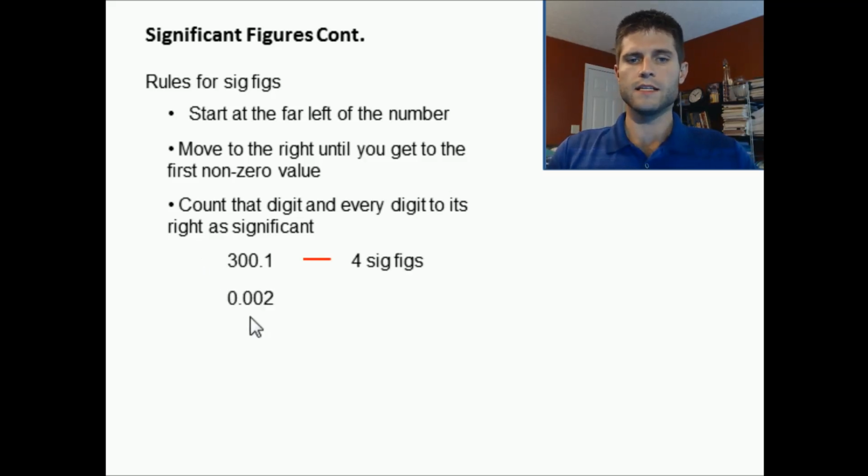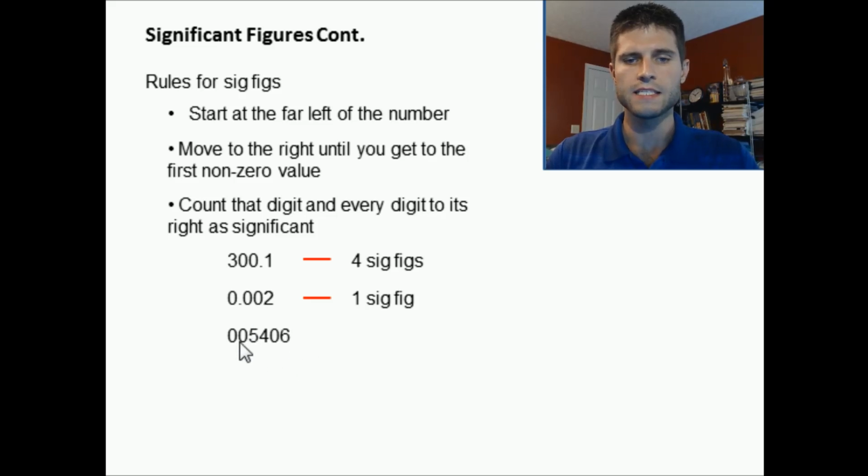Let's look at this 0.002 number. Starting at the very left, moving all the way to the right until we see our first non-zero digit and count that as our first significant digit. So this 0 is not significant, this is not significant, not significant. The 2 is the only significant value that is present in this number. So 0.002 only has 1 significant figure.